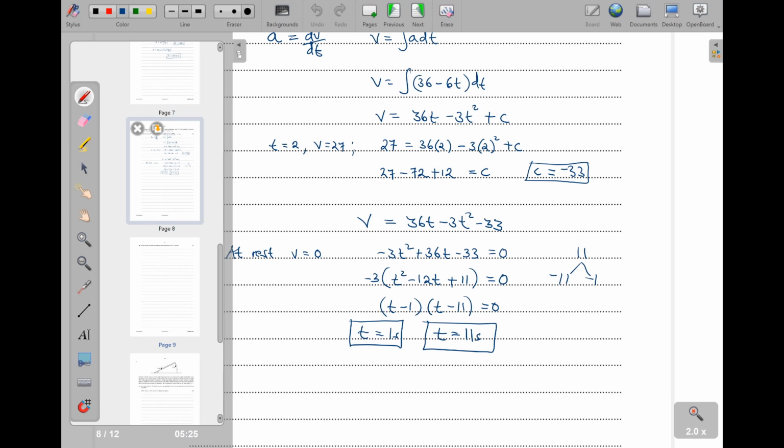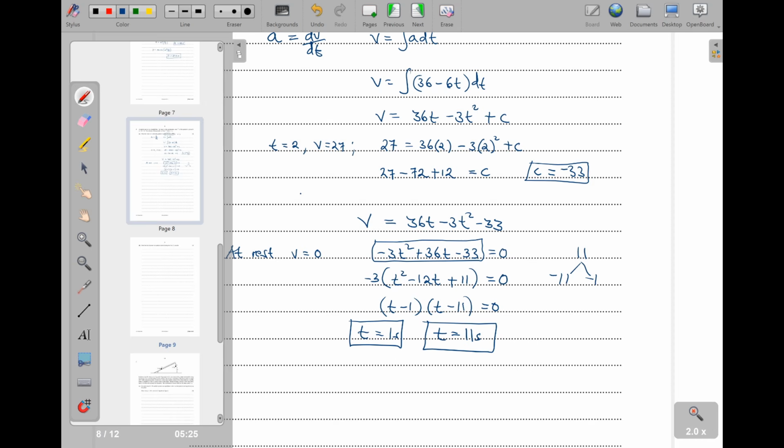Now, the expression for velocity here is this one, where the coefficient of t squared is negative. This is a quadratic expression. So therefore, we need to know that when the coefficient of t squared is negative, and this is a quadratic expression, then it is an N-shaped curve.